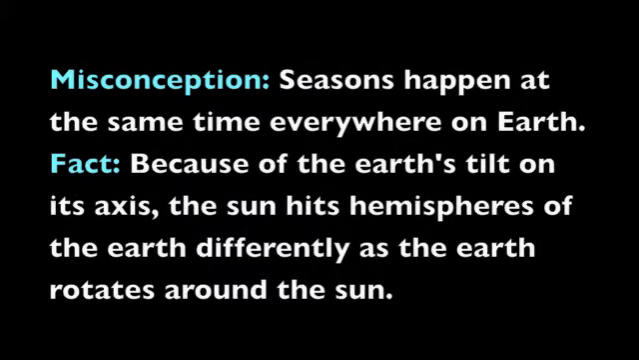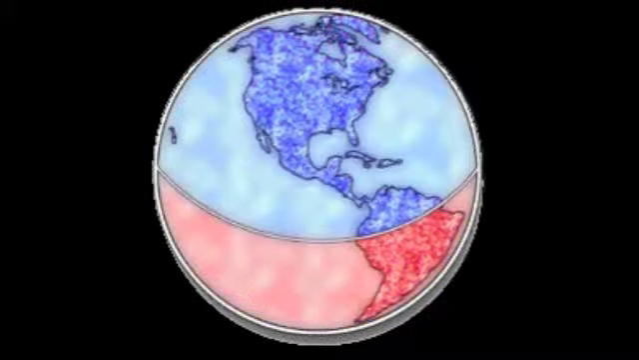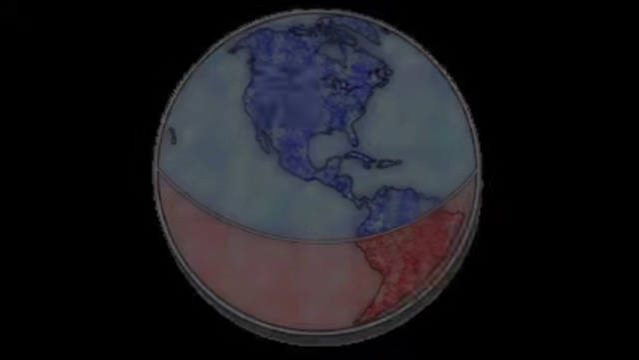Another big misconception is that seasons happen at the same time everywhere on Earth. But because of the Earth's tilt on its axis, the sun hits hemispheres of the Earth differently as the Earth rotates around the sun. Generally, the northern hemisphere will experience different climate conditions than the southern hemisphere. For instance, one hemisphere will experience the cold conditions of winter, while the other hemisphere experiences the warmer conditions of summer. And as the sun hits hemispheres of the Earth differently, different parts of the Earth will have different seasons.